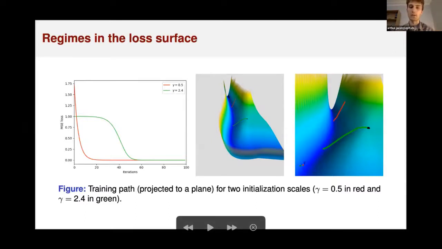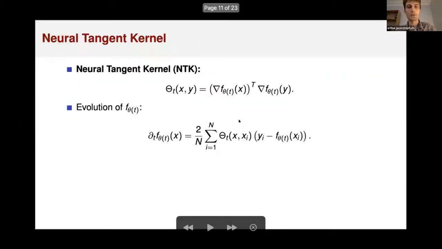And so now I'm going to talk about a theoretical result for this red line, for this red training path, and then in a second part for the green one. So for the red one, the central object to understand this large initialization regime is really the neural tangent kernel that we introduced in 2018. So the neural tangent kernel is a kernel.